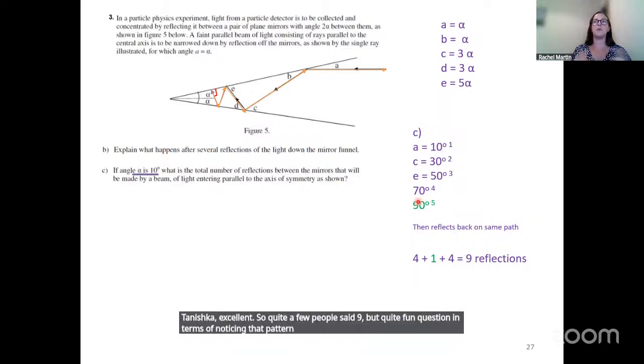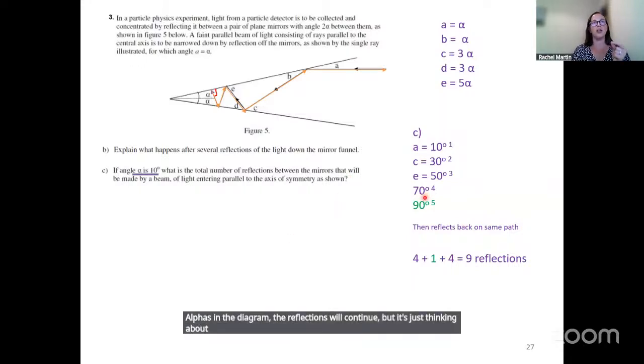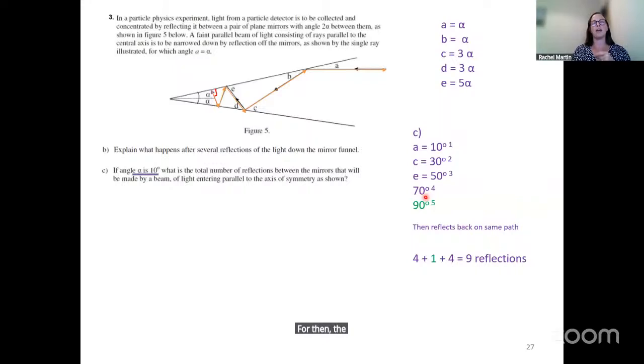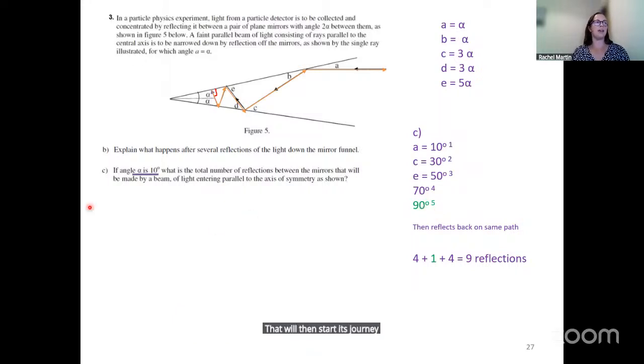They're not going to give you all of the alphas in the diagram. The reflections will continue, but it's just thinking about what's the condition for the ray to travel back in exactly the same direction it did. And that would be when the angle of incidence is 90 degrees to the surface. That will then start its journey back in the other direction.